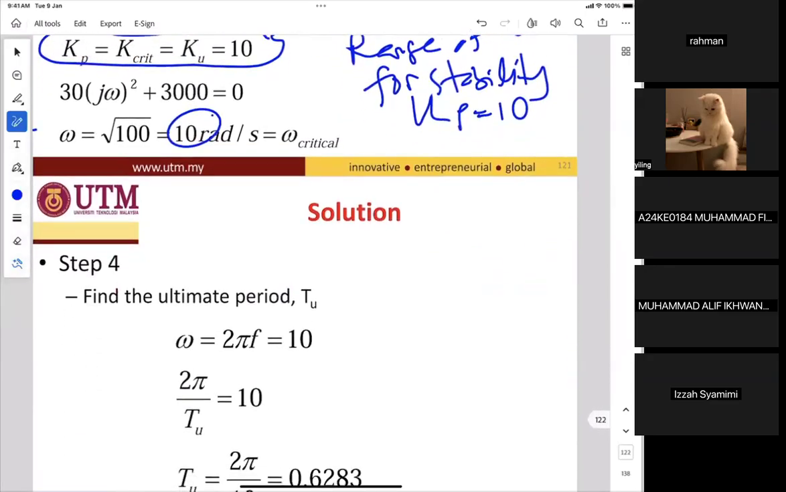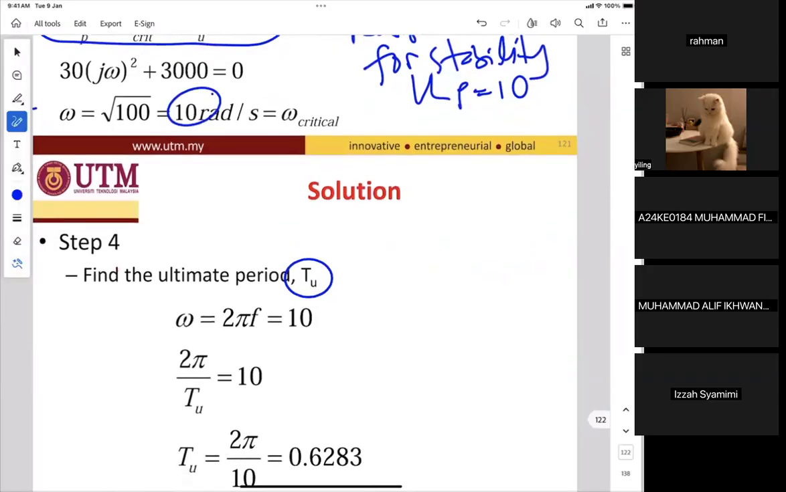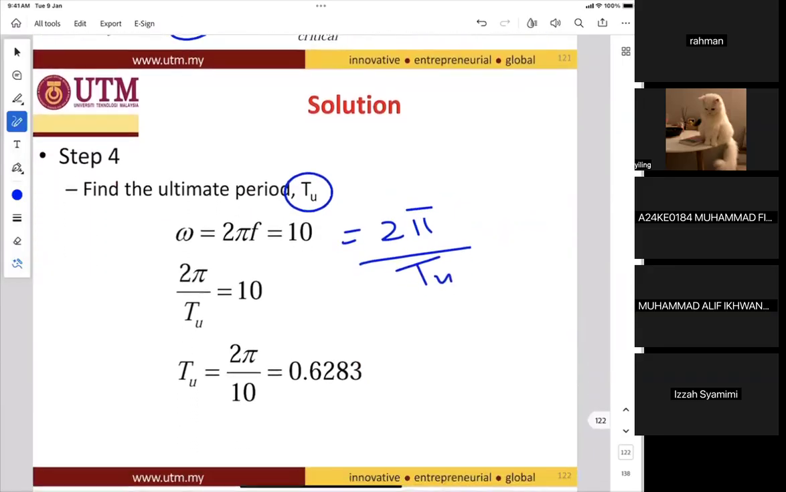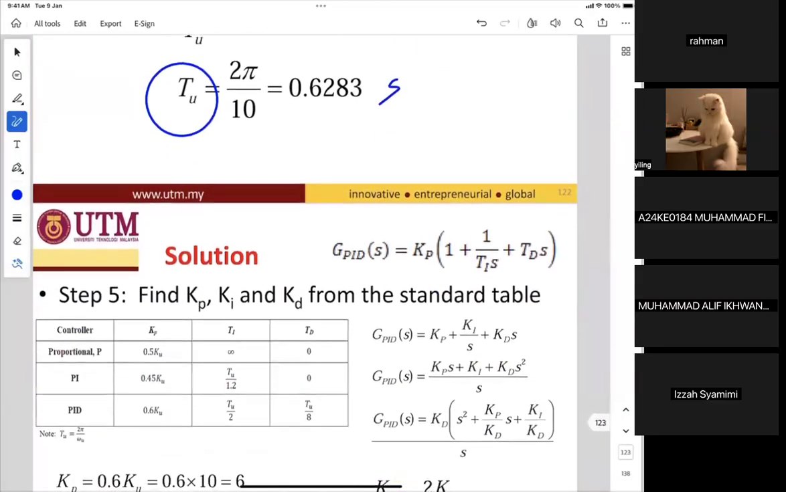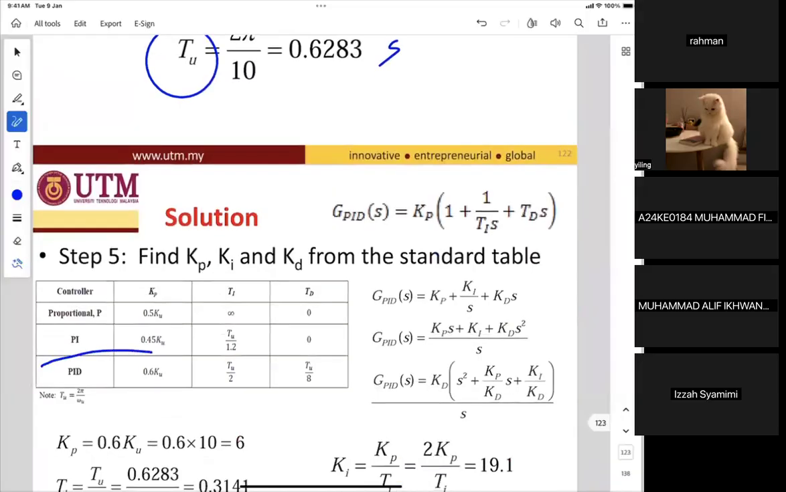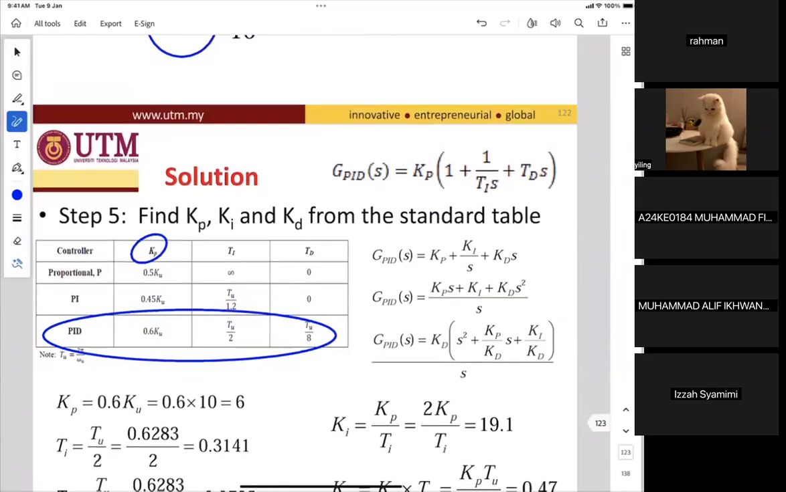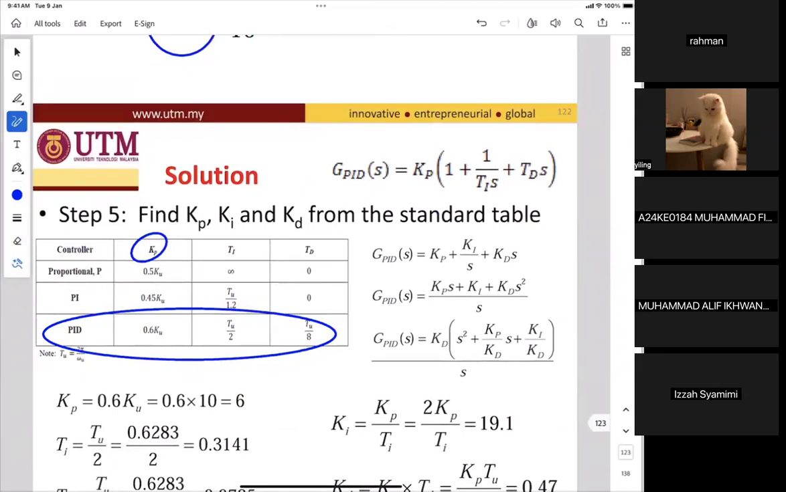Then step number 4 is to find Tu. So omega is equal to 2 pi f, which is equal to 2 pi over Tu. Okay, guys, 2 pi over Tu equal to 10. Then manipulate the equation for Tu, so you will get 0.6283 second. After that, you use the table here to find Kp. Kp is 0.6 Ku, which is equal to 6, guys.